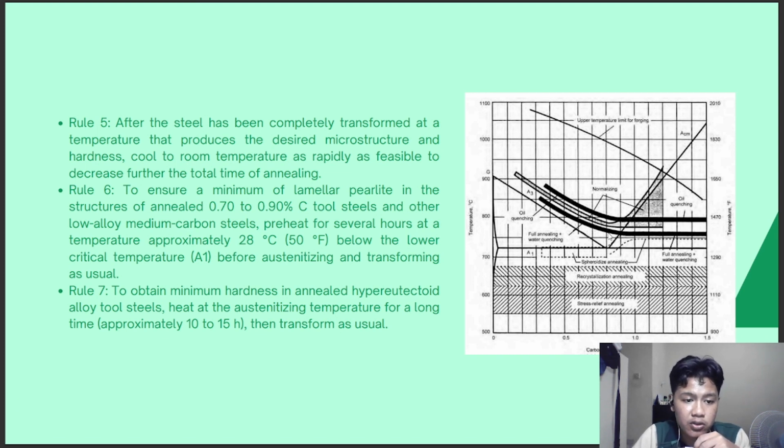Rule 7: to obtain minimum hardness in annealed hypereutectoid alloy tool steels, heat at the austenitizing temperature for a long time, approximately 10 to 15 hours, then transform as usual.